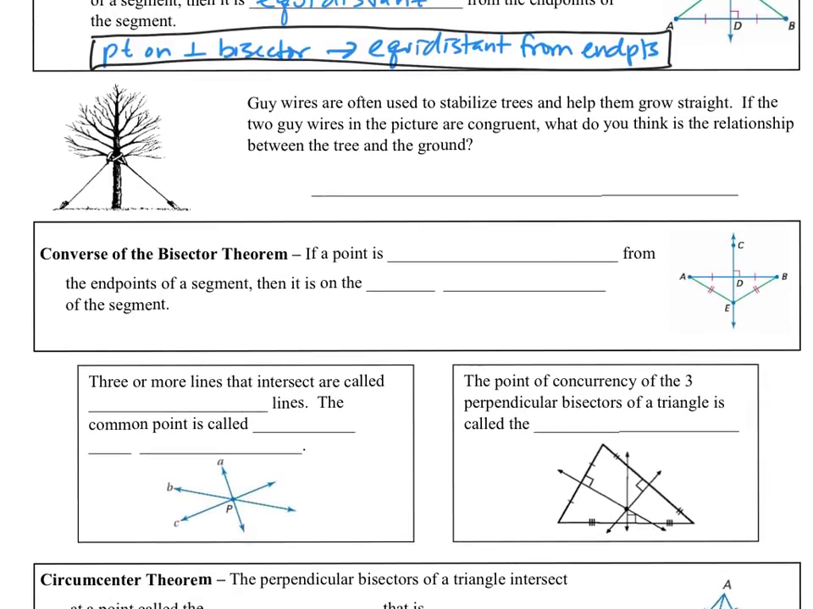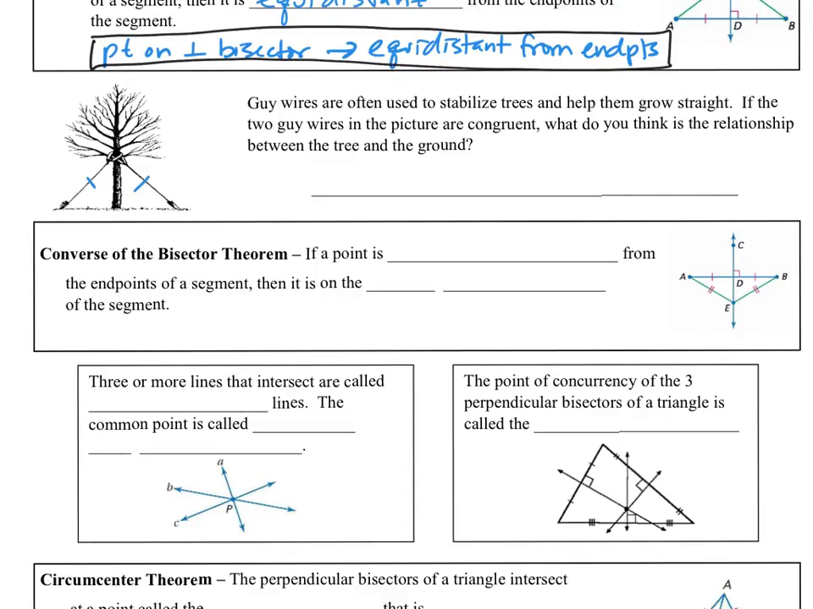So here in this next picture, we have these little wires here. These wires that are used to stabilize trees or poles are called guy wires. And they're often used to help trees grow up straight. Now, if the two guy wires in the picture are congruent, so let's go ahead and mark them congruent. So if these two guy wires are congruent, then what do you think is the relationship between the tree and the ground?